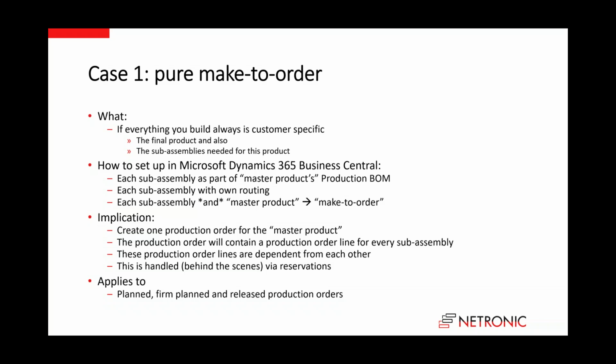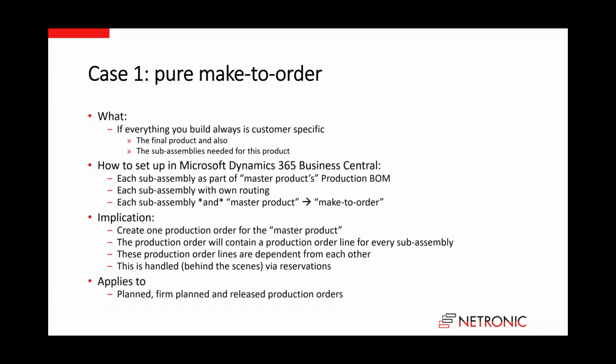The implication is you then can create one production order for the master product, and then this production order will actually contain a production order line for every sub-assembly. So you will get a production order with multiple production order lines, and each production order line then is to make each sub-assembly that you have. And if you build them up in an indented way, so that a sub-assembly requires a sub-assembly, then you will also see this dependency in the production order line.